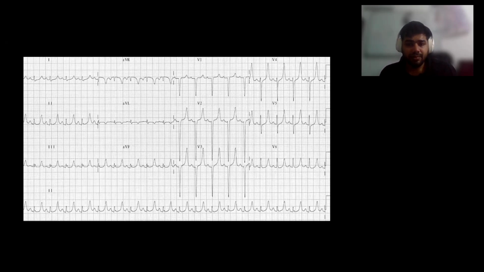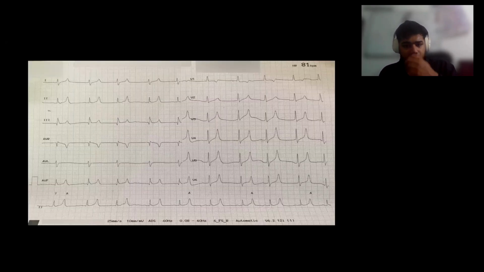So this is an ECG which is showing tall T waves with a narrow base, and these tall T waves are present throughout the precordial leads. So this is suggestive of potassium more than 5.5. Another ECG is also showing tall T waves. Along with that, there is diminution in the P wave amplitude. So this shows potassium more than 6.5.